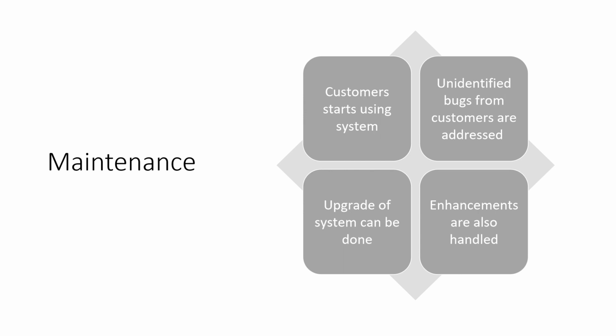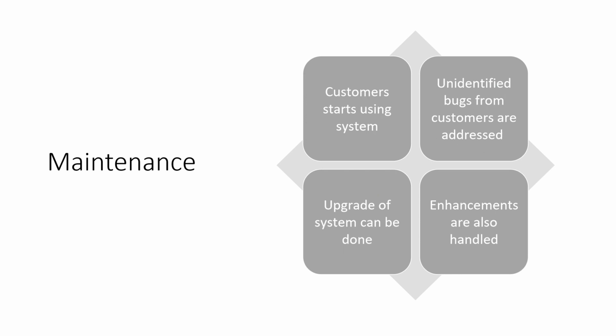After delivering a software or an application to a customer, if that customer feels something is not good or something is not working for him, the project team should always be ready. The project and product team should always be ready to support the customer. Okay. So that is called the maintenance phase of your SDLC. This is the last phase. So the customer starts using the system. Unidentified bugs from customers are addressed.